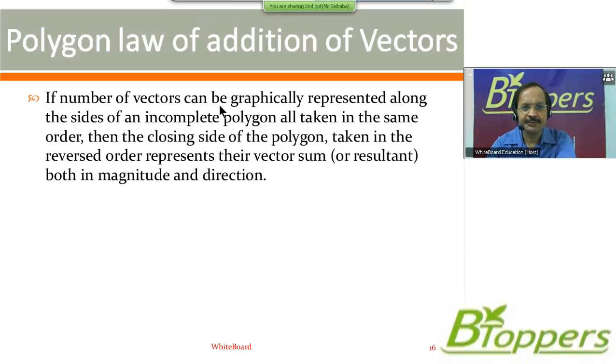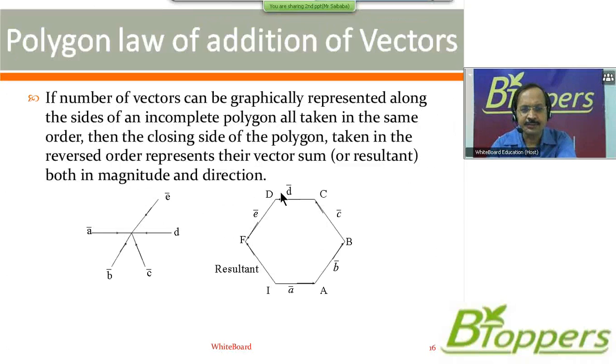If a number of vectors can be graphically represented along the sides of an incomplete polygon, all taken in the same order, then the closing side of the polygon, taken in the reversed order, represents their vector sum or resultant, both in magnitude and direction.